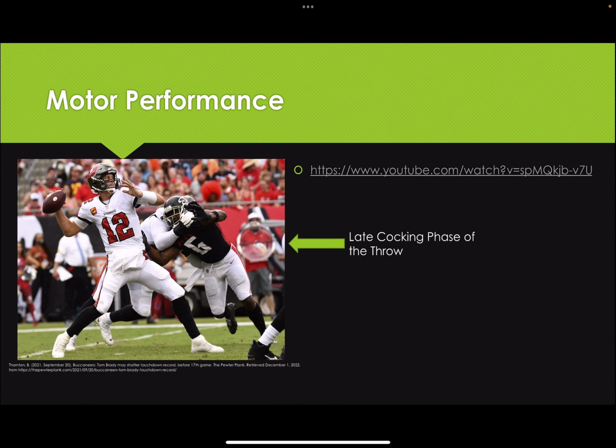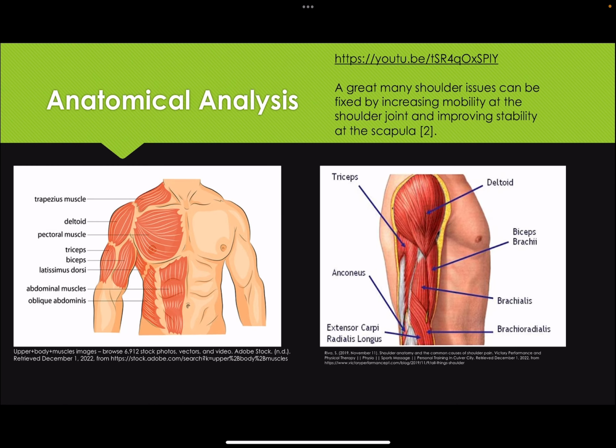All right, as you can see right here, we have Tom Brady in the late cocking phase of his throw, looking downfield to his receiver, tight end, or running back. All right, the anatomical analysis, let's dive right into that part.